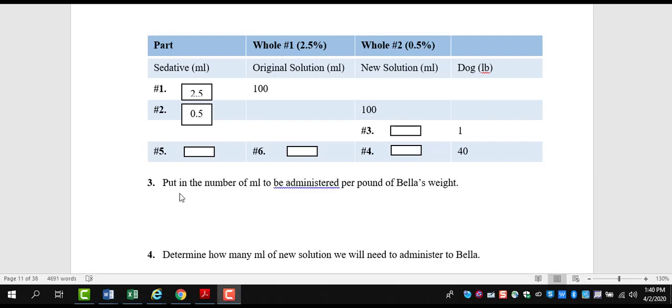So now number 3 says put in the number of milliliters to be administered per pound of Bella's weight. So here's the dog, 1 pound. We know from reading the problem, it said clearly that we need 10 milliliters per pound. Make that a little bigger.